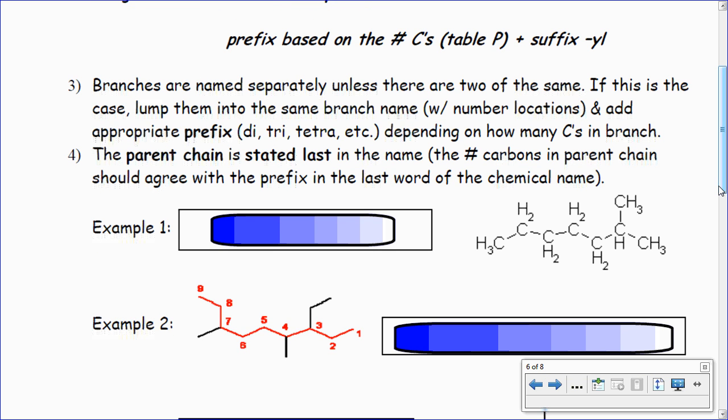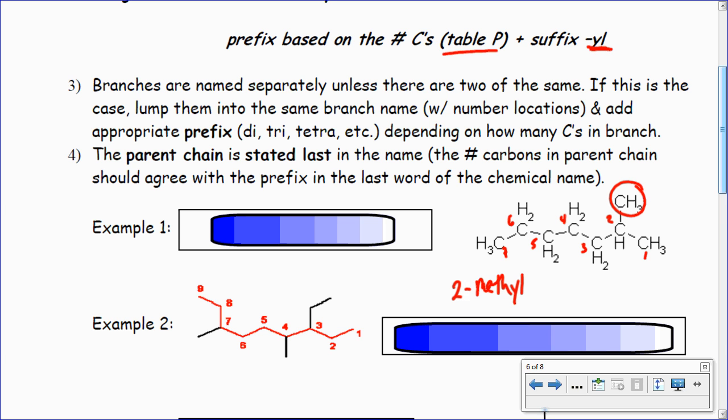The parent chain is stated last in the name, so we name the branches first, and then we put the numbers of the carbons that they're in. So for this first example, we count the carbons. We got 1, 2, 3, 4, 5, 6, 7. But we want to count from the end which puts the branch at the lowest possible number. So we've got to count from the other end. 1, 2, 3, 4, 5, 6, 7. We have a branch on the second carbon, so 2, and the branch consists of 1 carbon, which is the prefix meth. Meth, YL for naming the branch, 2-methyl.